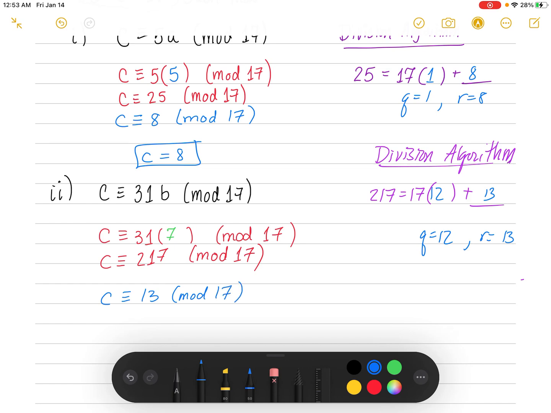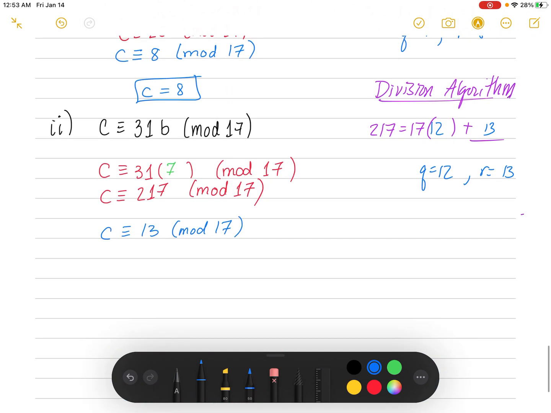So how did I get from C is congruent to 217 to C is congruent to 13? How did I go from the red to the blue? Well, I basically subtracted 17 twelve times. So I started with 217, I subtracted 17, 17, 17, and so on, 12 times until I got down to 13. That's what's actually happened. And notice that 13 is between 0 and 16. So 13 is our correct number. So C is not just congruent to 13, it's actually equal to 13.